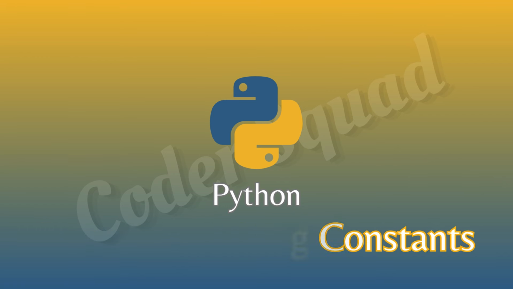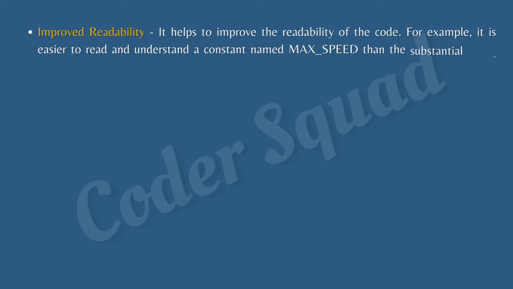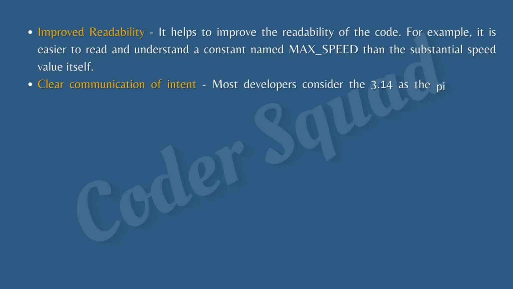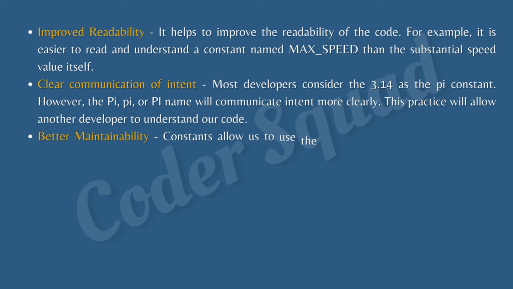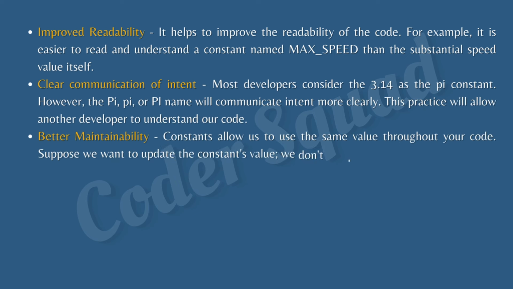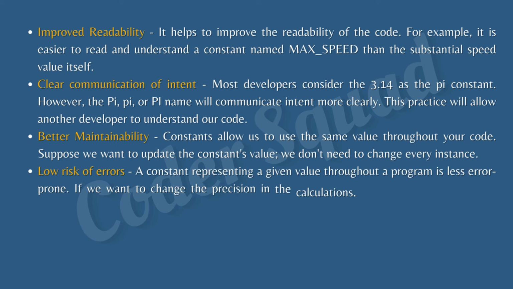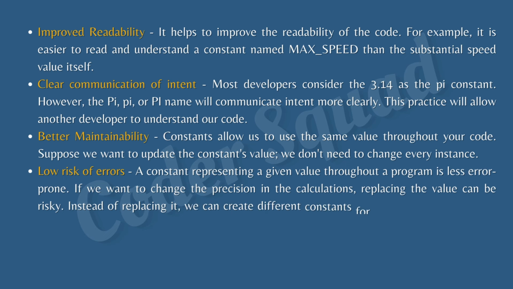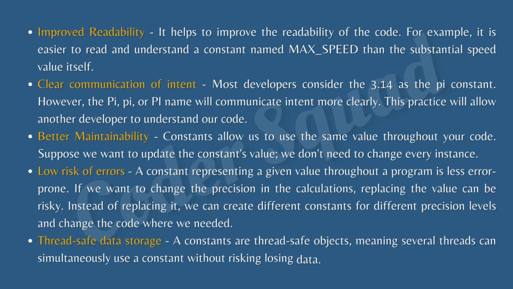Using constants in your code brings several benefits. It enhances code readability, makes it easier to maintain, and reduces the chances of unintended changes to critical values. Imagine having radius equals 5 and PI equals 3.14159. If we use area equals PI * radius ** 2, it's clear that PI is a constant value in this context.